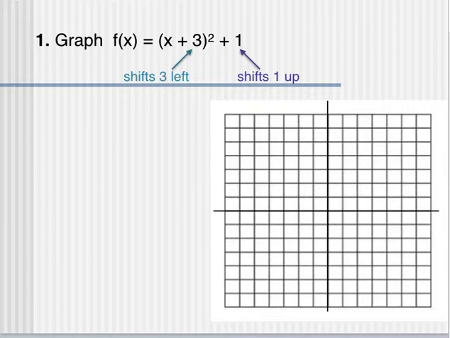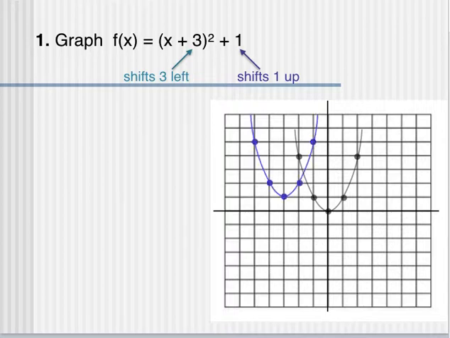The plus 3 inside the grouping symbols, inside the parentheses, your rules say that shifts it 3 left. The plus 1 at the end shifts your graph 1 up. So lightly in pencil, you want to draw your parent function. You could just copy from the XY chart you had for your very first graph of y equals x squared on the front page.